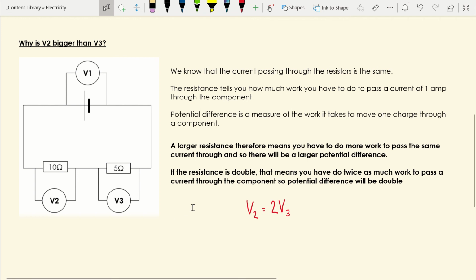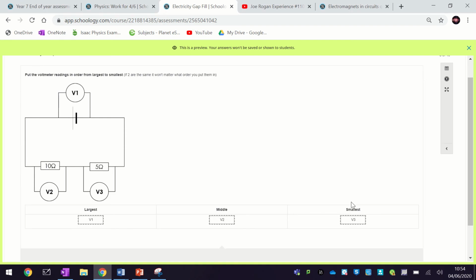And actually, if the resistance is double, that means you have to do twice as much work, so the potential difference will be double. So V2 is going to be double V3. So like I said, if there was a current of 1, this one will be 10, this one will be 5. So you can see that it is in fact double. Okay, so let's continue.